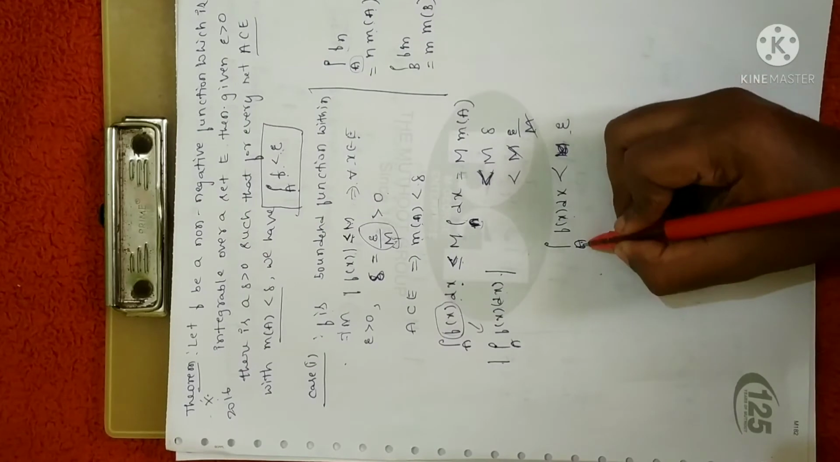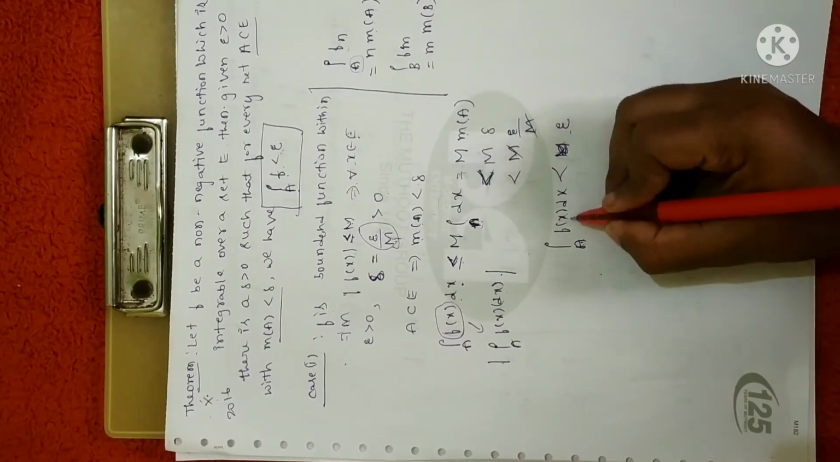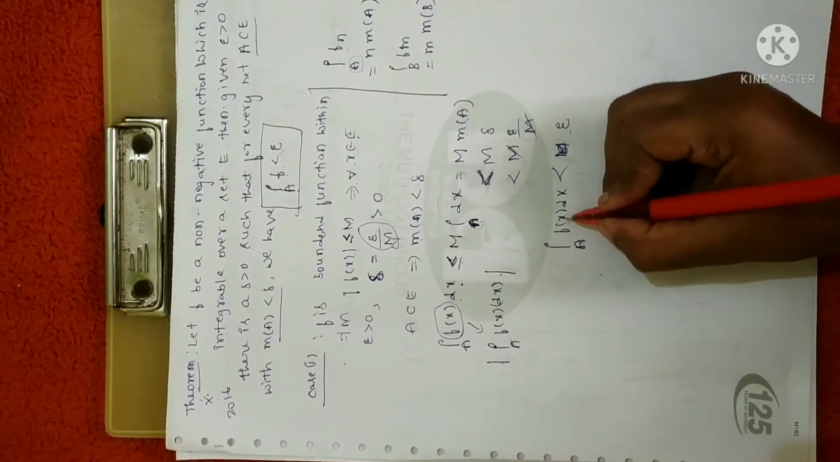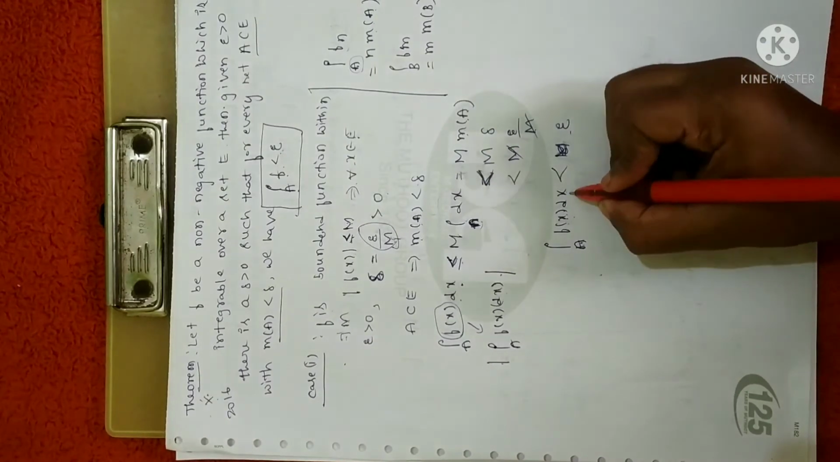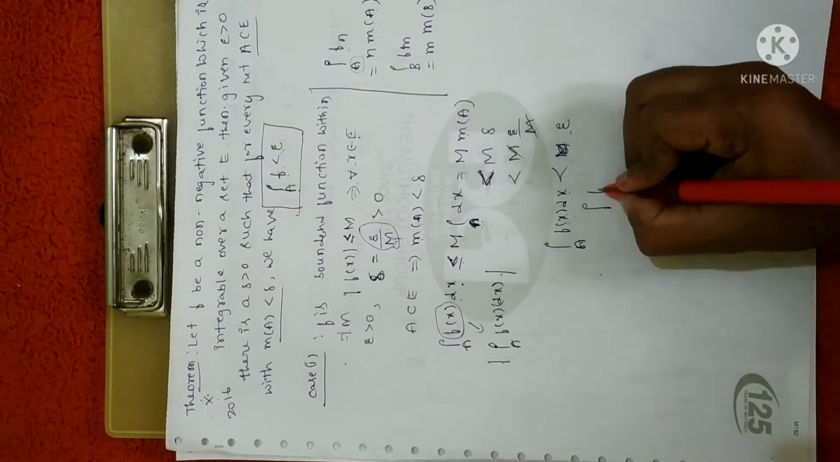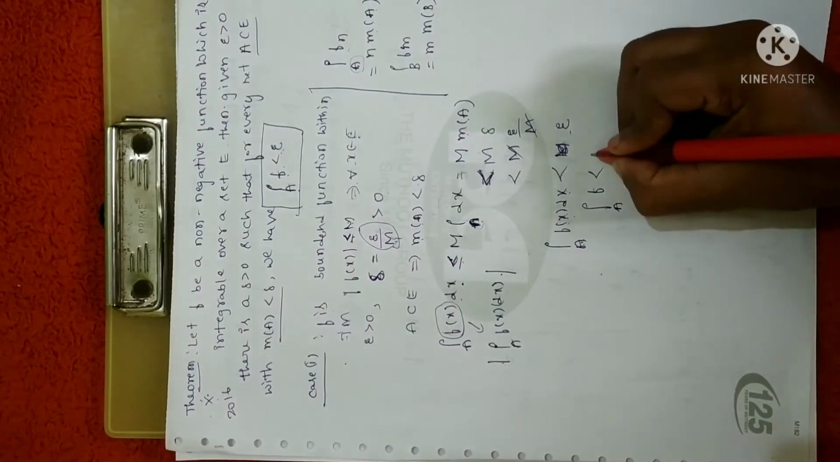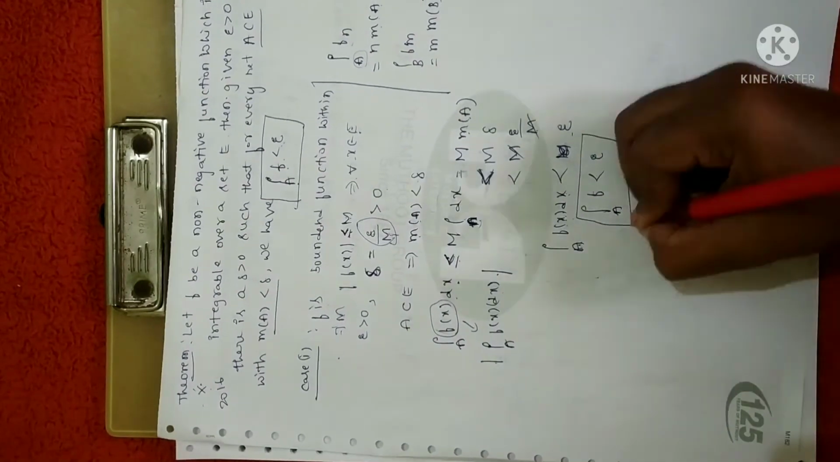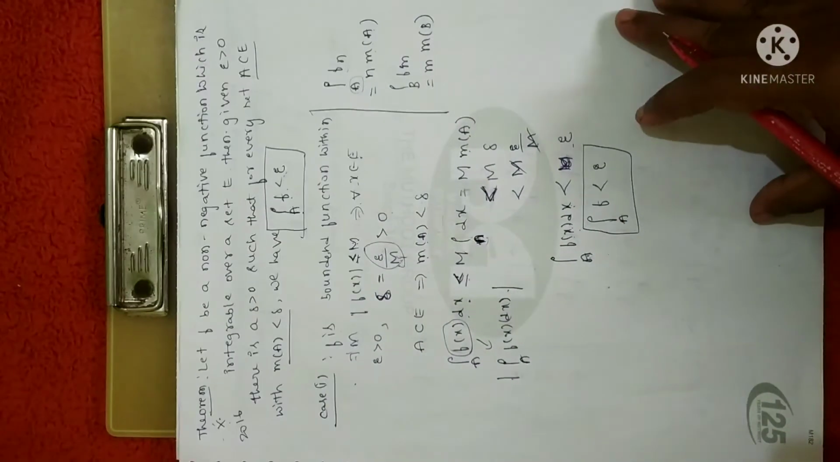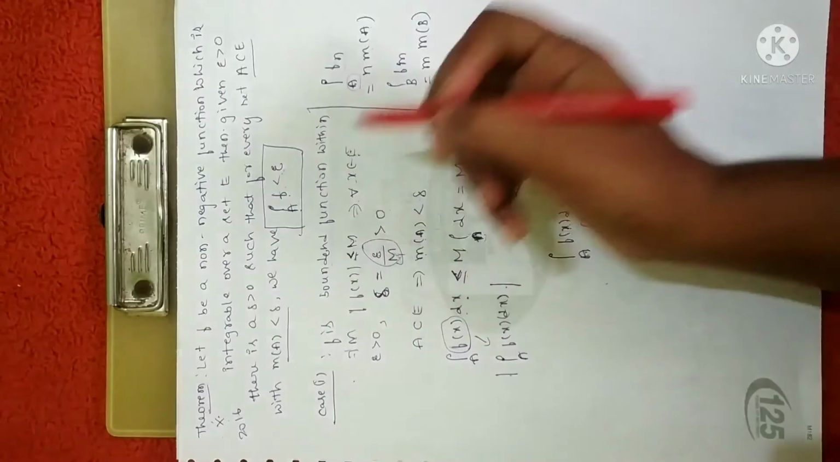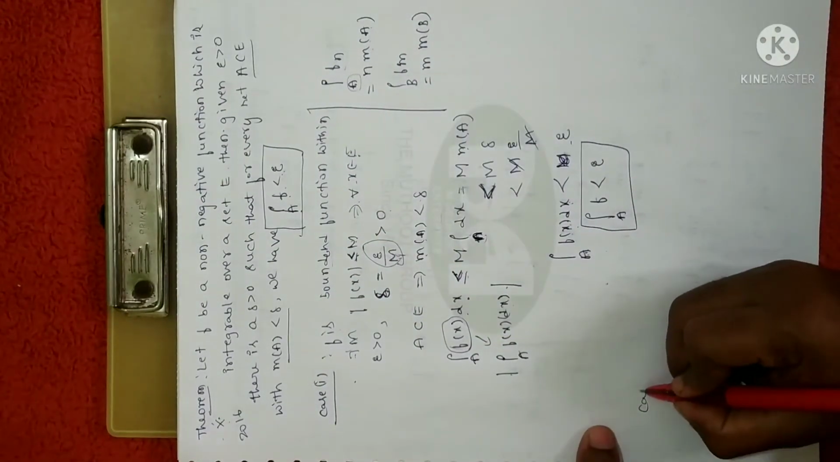Now we are integrating the function with reference to x only, so I can write this as integral over A of f is less than epsilon. So this is what we were required to prove. So the given condition is true whenever a function is bounded. So let me prove the second case.